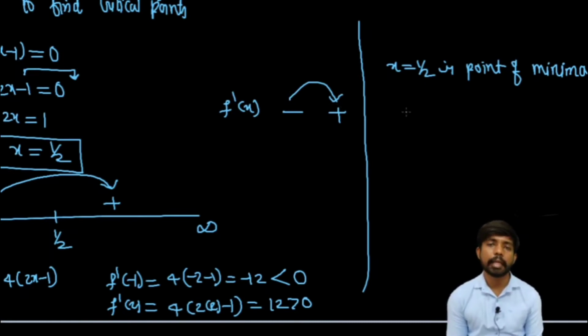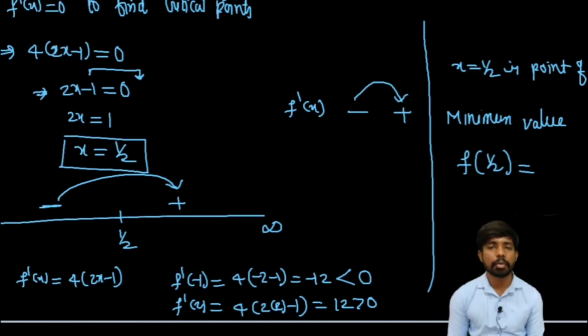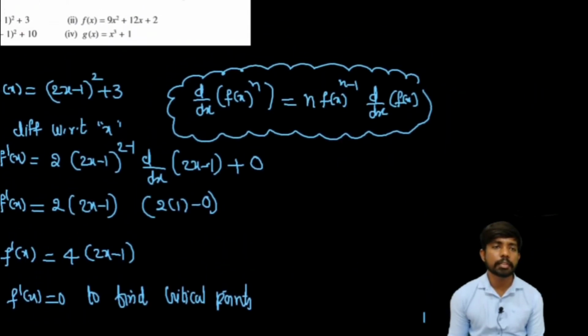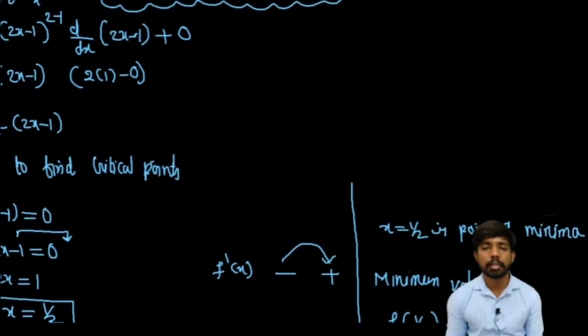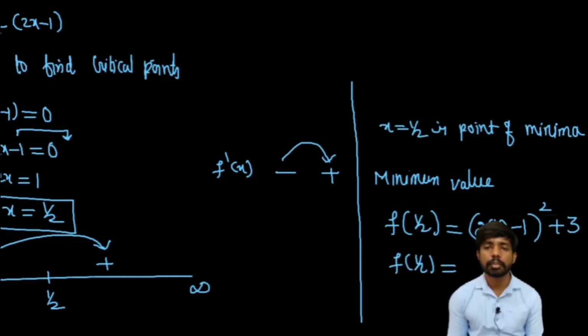Next, finding the minimum value. The minimum value can be found by using f of 1 by 2. Substitute 1 by 2 in the function. The given function is 2x minus 1 whole square plus 3. So f of 1 by 2 is equal to, substituting 1 by 2 in place of x, 2 2s cancel, 1 minus 1 is 0, 0 plus 3. So f of 1 by 2 is equal to 3.